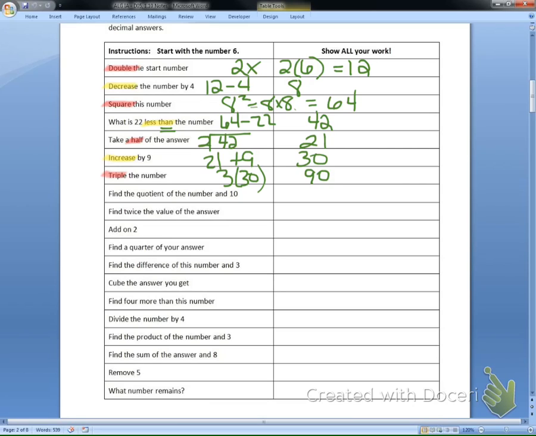In the next line, we don't have a red flag word, but it is a word that you need to know, the word quotient. Which operation is the word quotient? It means to divide. So we have to take our 90 and we're dividing that by 10. Well, 90 divided by 10 is just 9.